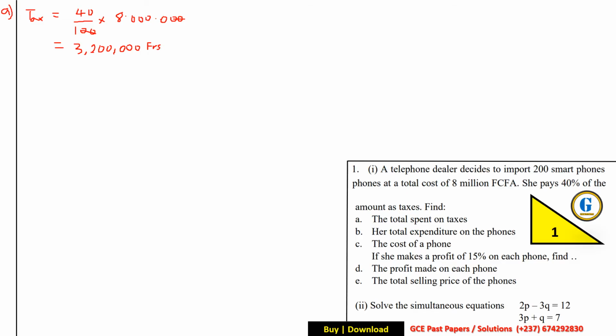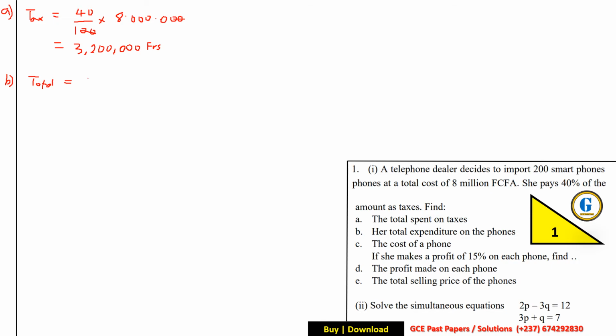Now, her total expenditure on the phones. So this is tax. Now B, total expenditure. What would be our total expenditure on the phones? In business, when you talk about the total spend on the phones, for example, you want to import something from Japan or the United States, you actually pay that amount of money. But when it comes into the country, maybe at the Douala airport, seaport or wherever, they ask you to pay tax. So you have to do an additional expenditure. So the total expenditure on the phones will be the cost of the import plus tax.